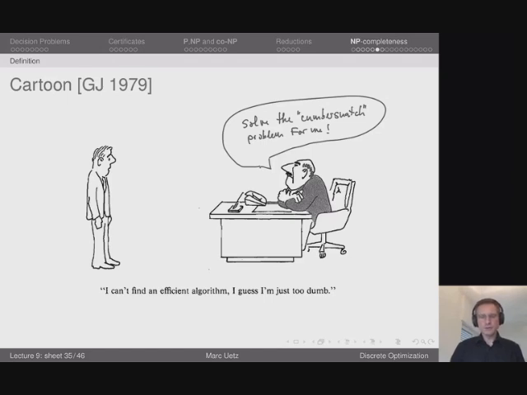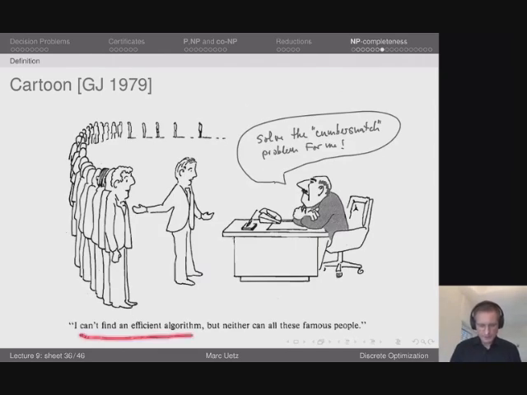And what complexity theory and the definition of NP completeness gives us is a much stronger statement, namely, well, I cannot solve this problem efficiently, but neither can all these famous people here. And the idea is, of course, that because my problem is NP complete, or your Cumbersnatch problem is NP complete, I cannot find an efficient algorithm because if I was able to solve it efficiently, then all the other NP complete problems would be solvable in polynomial time as well. And all these famous people have failed to find efficient algorithms in the past 50 years for them. So that's not very likely to be true.